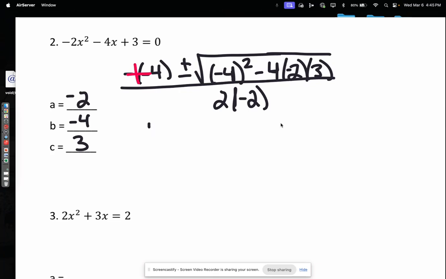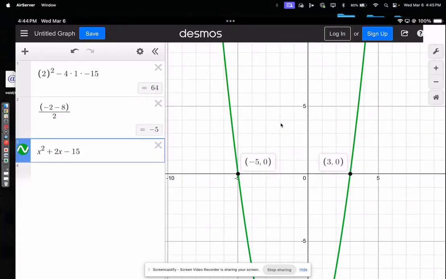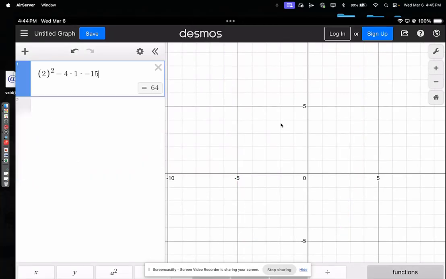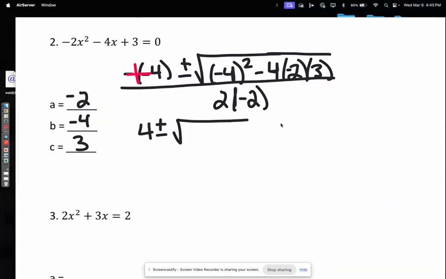Now we need to simplify. So I have 4 plus or minus, and I'm going to put that in my calculator. Again, you can use your Desmos for that if you would like, or your yellow calculator if you have that. So we're going to say parentheses, -4, close parentheses, squared, minus 4 times -2 times 3, we get 40, all over -4.